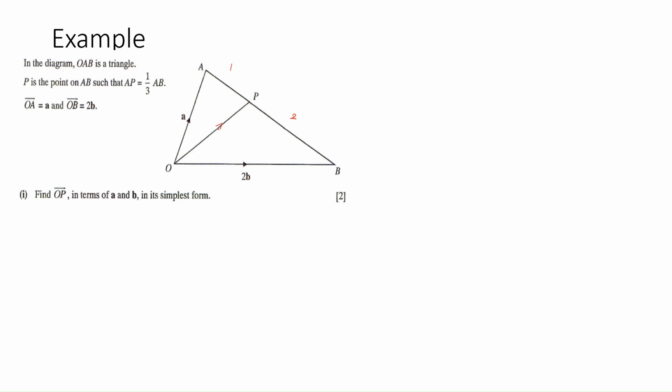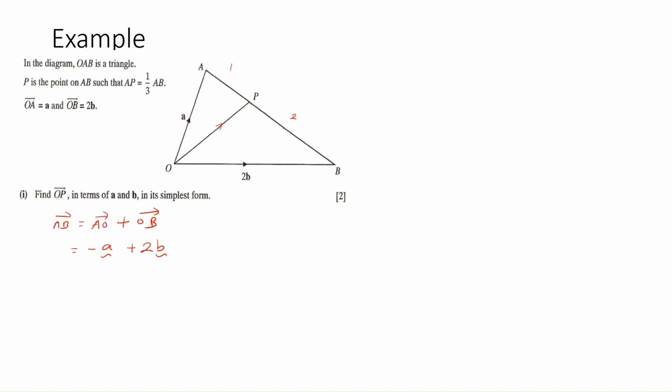OP now. How to go from O to P? I need AP. No matter what, I need either AP or BP. So I would need the whole of AB first. Let's find AB. Now AB would be AO, right? Journeying from A to O, then going to B. Now OA I know, but I don't know AO, but it's just the reverse. So it's negative A plus 2B. Of course, you can also write it as 2B minus A. Now this is my AB.